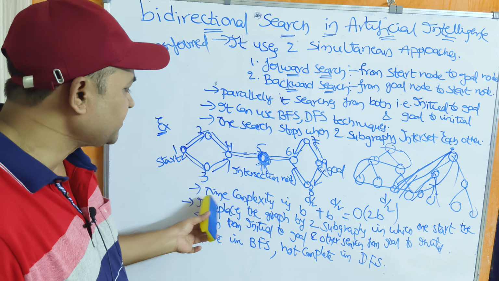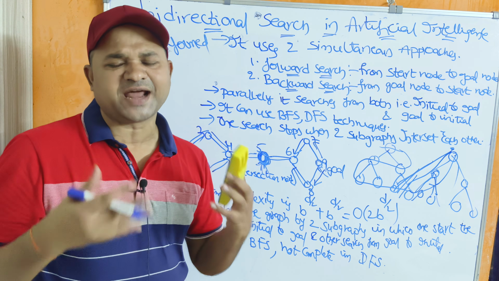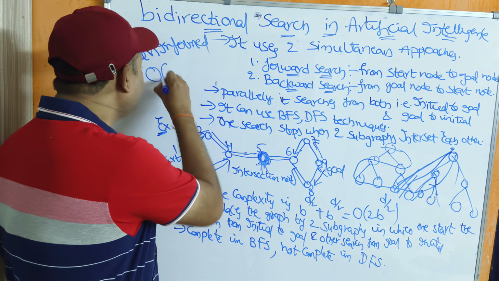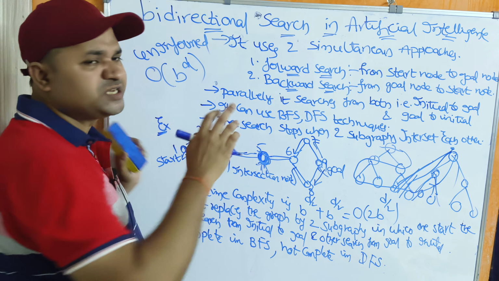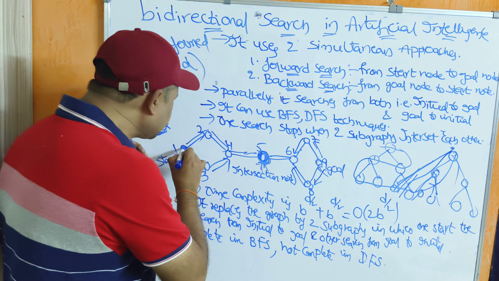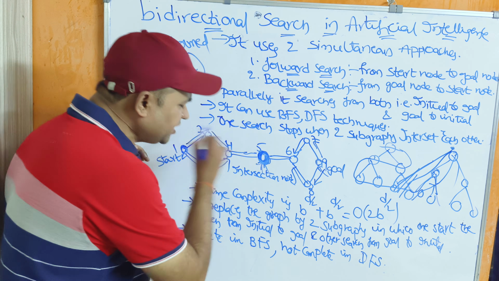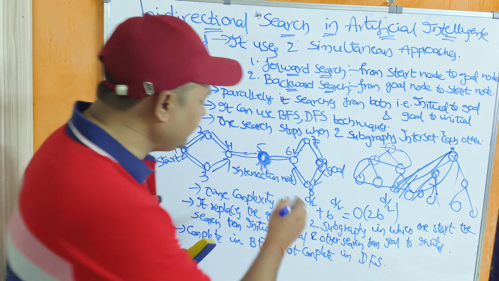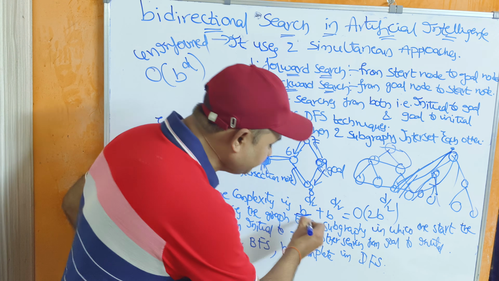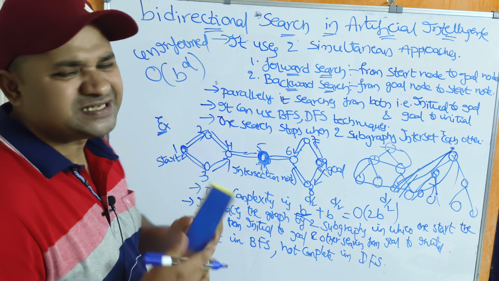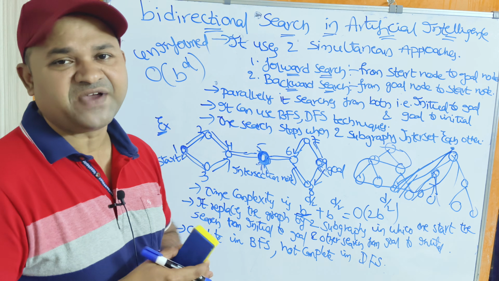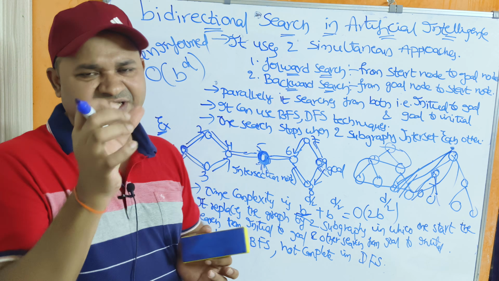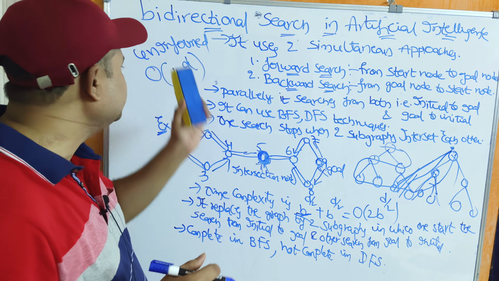Now let's see the next point. Generally we know that the time complexity of the breadth first search or depth first search is big O of B power D. But here we are using two processes. So one process is traversing up to this node only. The second process is also traversing up to this one only. So that means B power D by 2. We know about B and D. B is nothing but the branching factor. Branching factor means the number of children of a parent. Okay. D is nothing but depth.